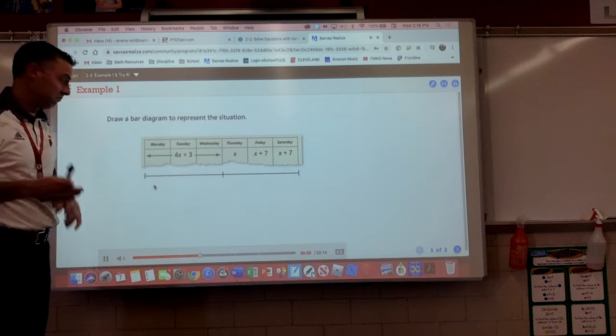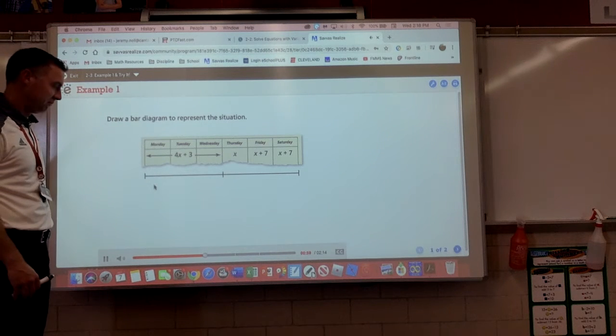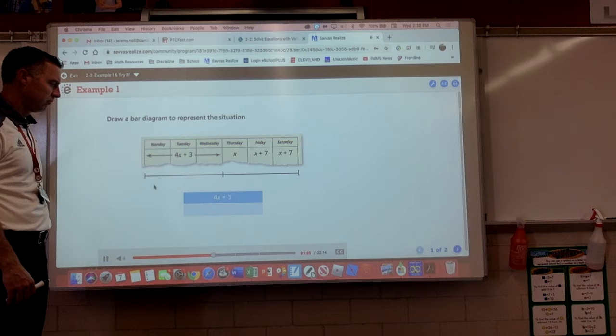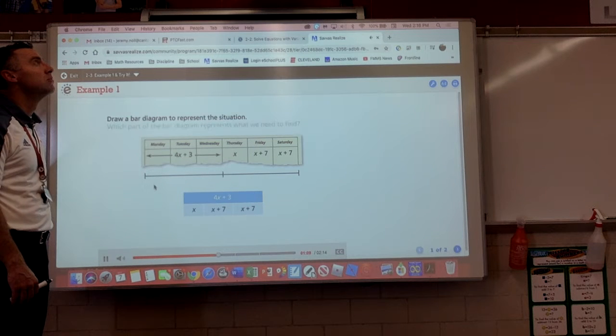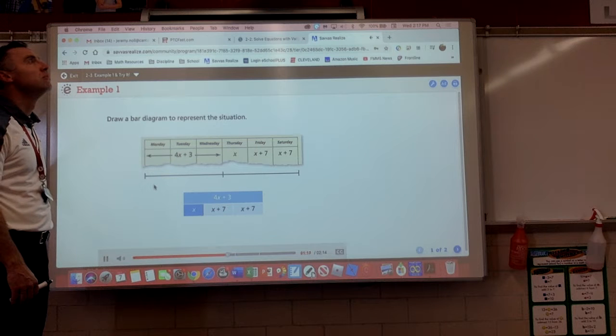I don't know. Draw a bar diagram to represent the situation. Bar diagrams. We love them. Two equal bars. One bar will represent the distance traveled Monday through Wednesday, and one bar will represent the distance traveled Thursday through Saturday. Which part of the bar diagram represents what we need to find? The x segment is the number of miles the teacher rode on Thursday.